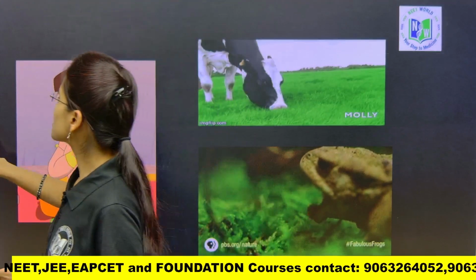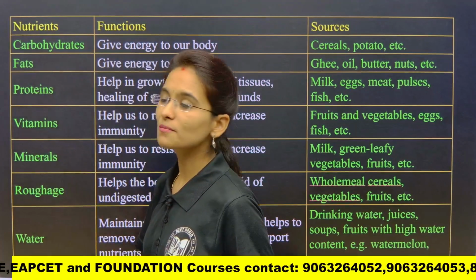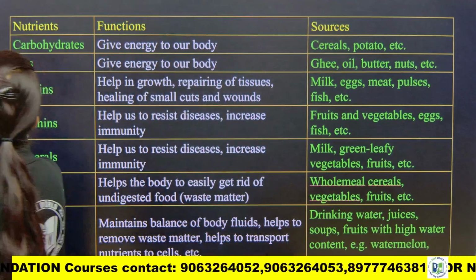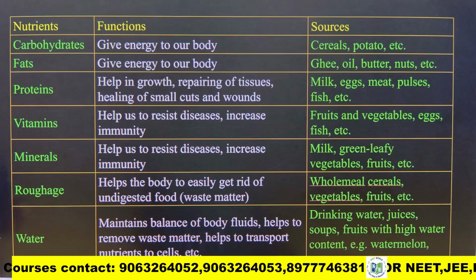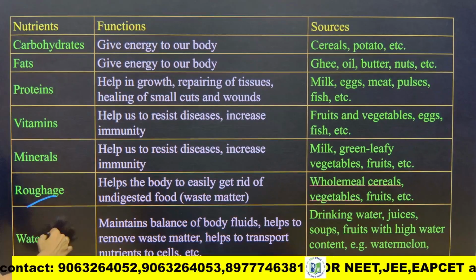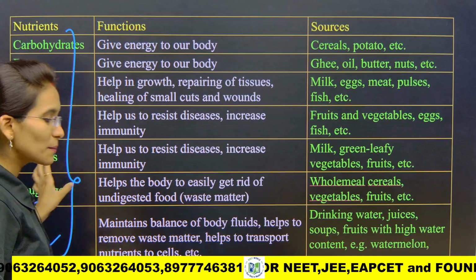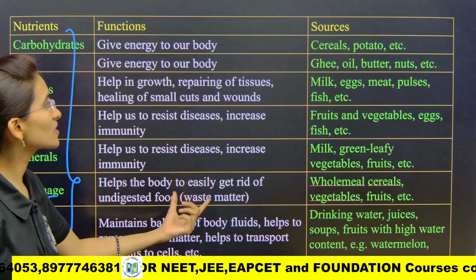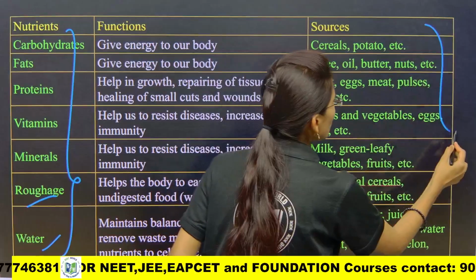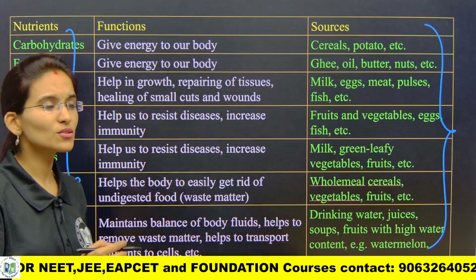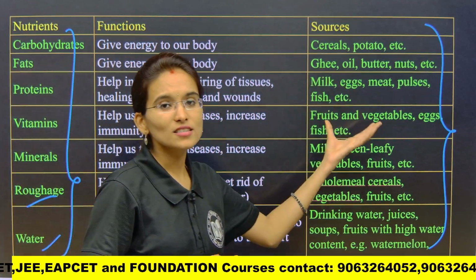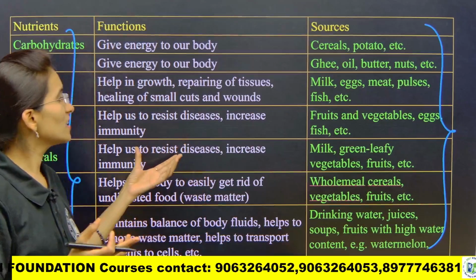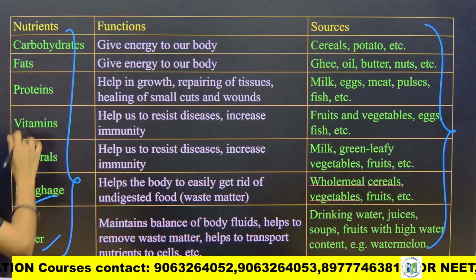Now quickly answer me, what are the different types of nutrients? What we have studied: carbohydrates, proteins, fats, vitamins, minerals, and next roughages and water. These are the different types of nutrients which are present in the food, right, and these are the main functions and the actual sources of these particular nutrients, students. So quickly take a screenshot of this slide as it is very important for your NTSE examination also. Clear with this?